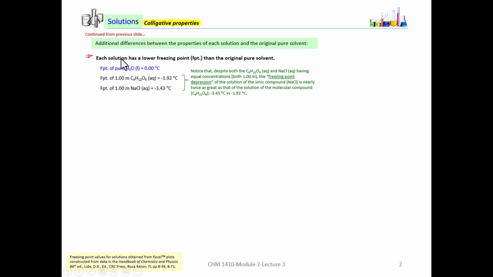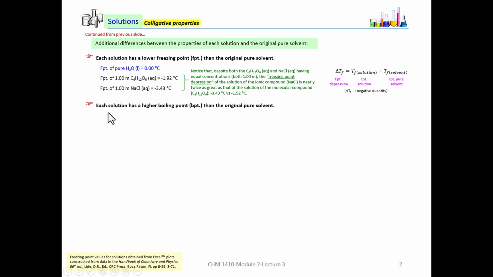Most important thing so far is that solutions have lower freezing points than the pure solvents that they're made out of. We can express this freezing point depression in equation form. We can say delta TF, that would be the freezing point depression, is equal to the freezing point of the solution minus the freezing point of the solvent. Since the freezing point of the solution will be lower than the freezing point of the solvent, delta TF turns out to be a negative quantity.